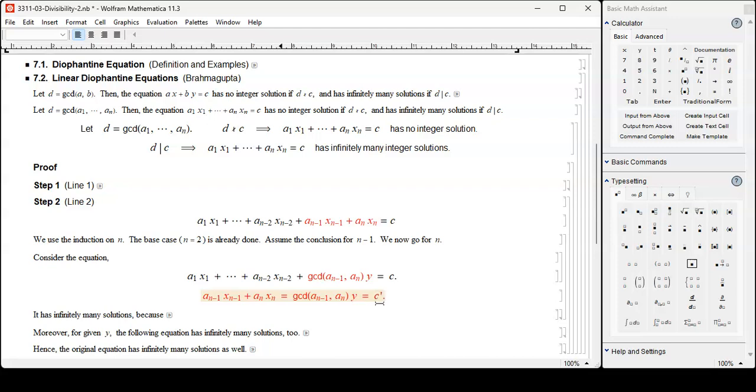So we can find a solution here by the base case. So inductive hypothesis and the base case. So we have all the solutions, x1 through xn minus 2, and then y. But once you put y here, then we have another solution. We have another linear Diophantine equation. So we can find xn minus 1 and xn as well.